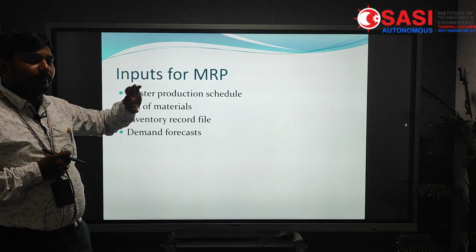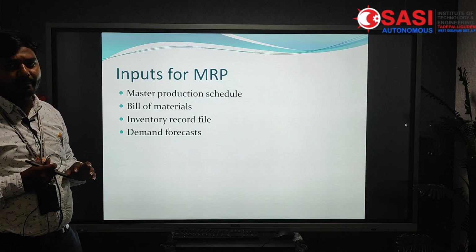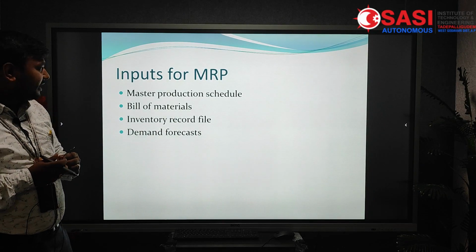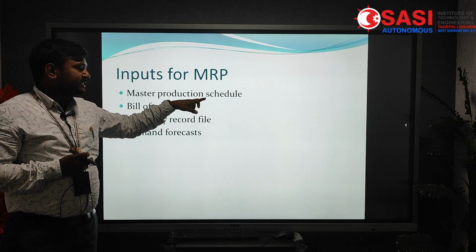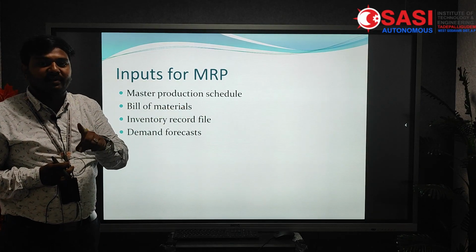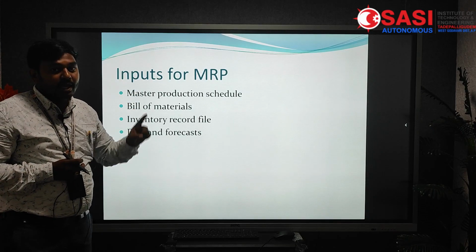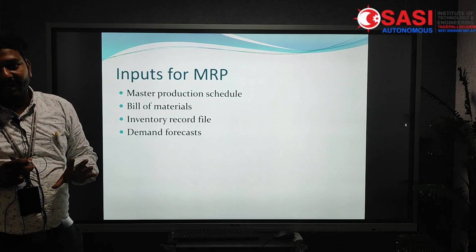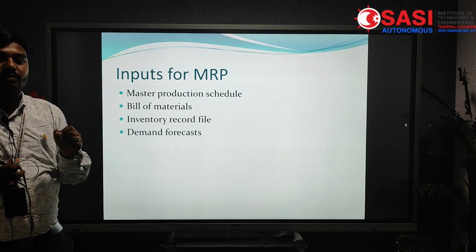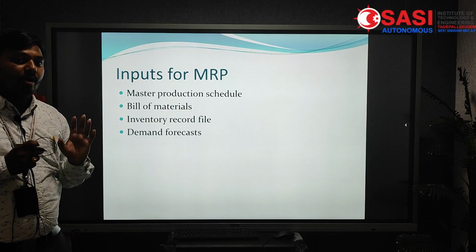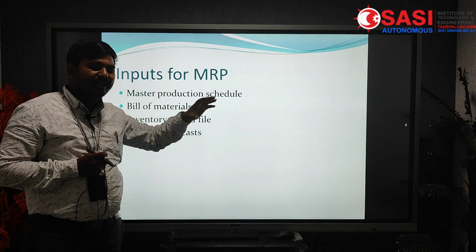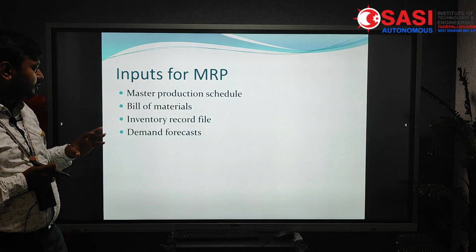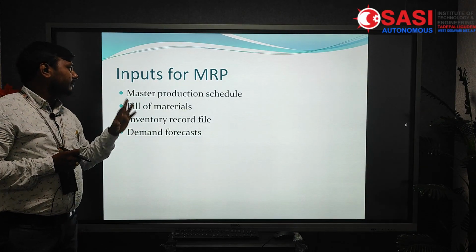Here are the inputs for MRP, meaning where it takes its inputs from. One is the master production schedule. Based on the master production schedule, it will trigger the orders and make sure the materials or goods are available in the organization. The master production schedule is a detailed plan for each and every activity within the organization. So it is one of the inputs for MRP.